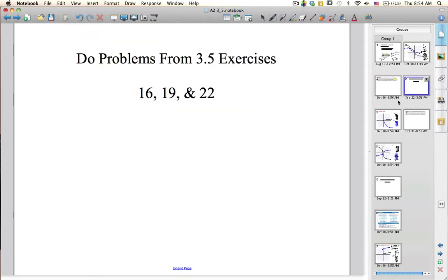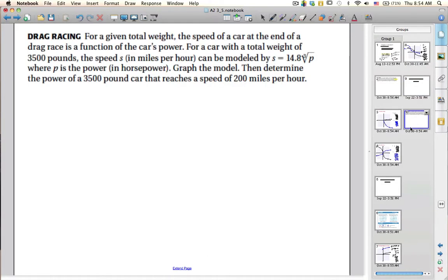Okay, so go ahead and practice this. Do problems 16, 19, and 22, and then come back to the lecture and we will take care of this word problem.